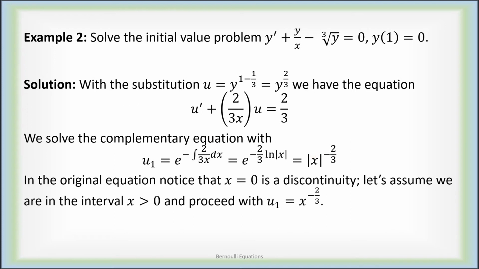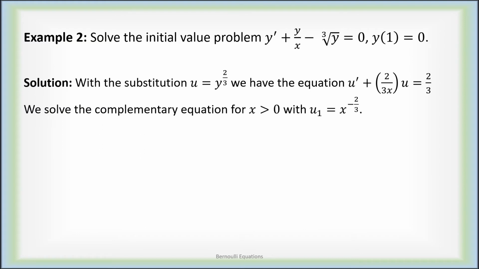In the original equation, though, notice that x equals 0 is definitely a discontinuity. Way at the beginning, I have a division by x here. So any solution we found can't exist at 0. It's either going to exist for positive x or for negative x. Look at our initial value. Our initial value is for a positive x. So let's assume we're only dealing with positive x's. And since we have to account for x equals 1, the absolute value becomes unnecessary. Absolute value of x is just x. So a single solution to the complementary equation is u sub 1 equals x to the minus 2/3.